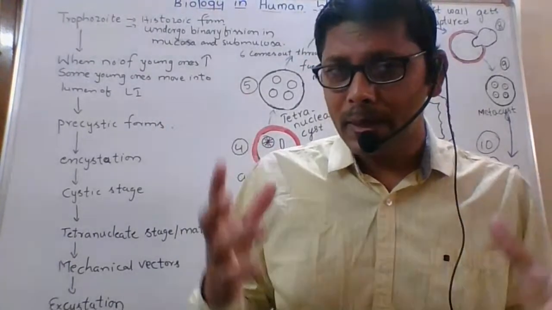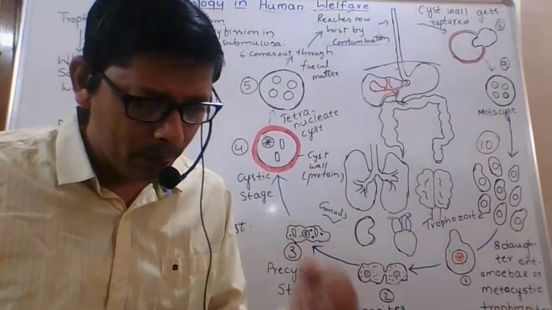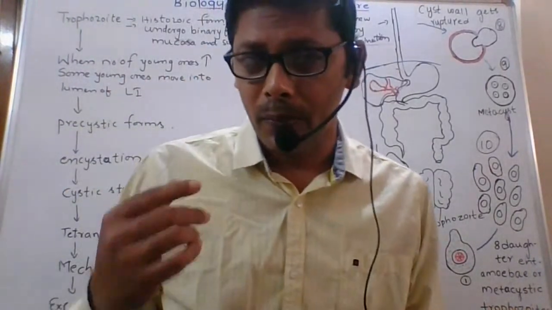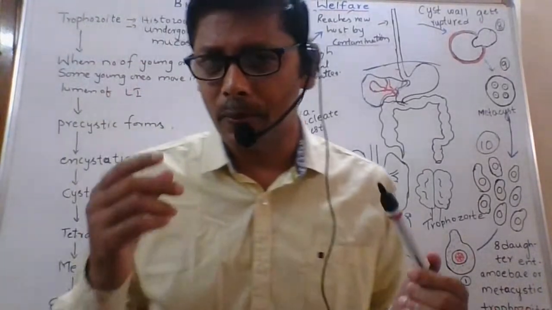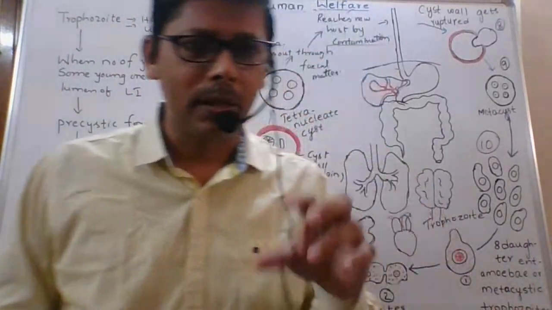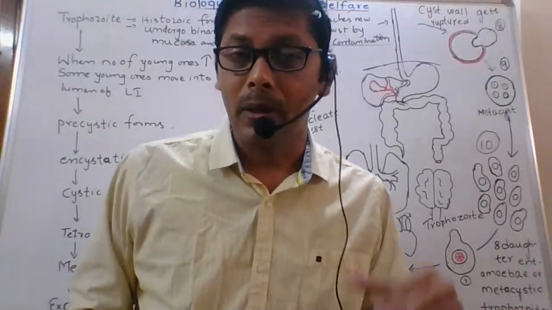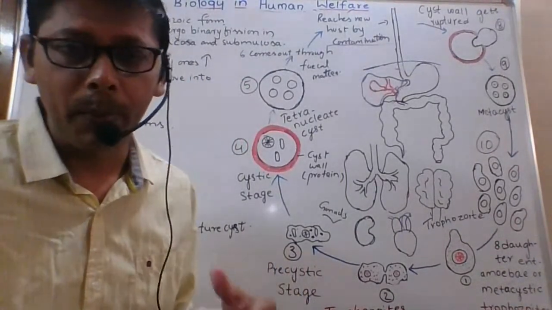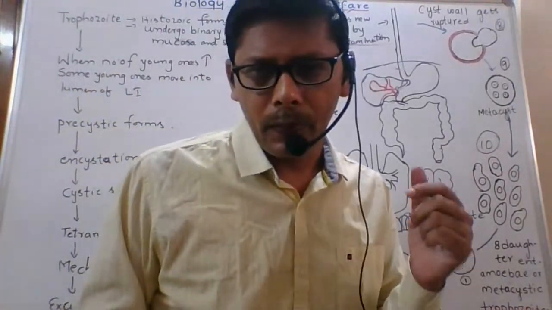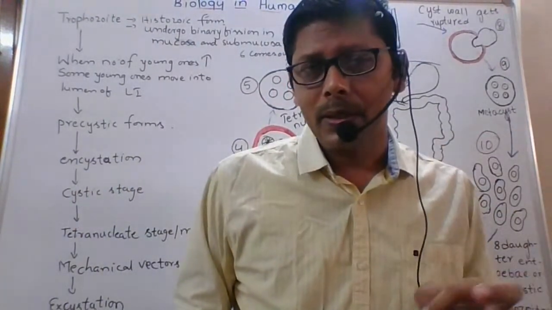It can be the trophozoite stage. The trophozoite stage can be characterized by the presence of a cartwheel-shaped nucleus, food vacuoles with RBC, epithelial cells and bacteria, and spoke-like chromatin. Those are the characteristic features. We also talked about the pre-cystic state.